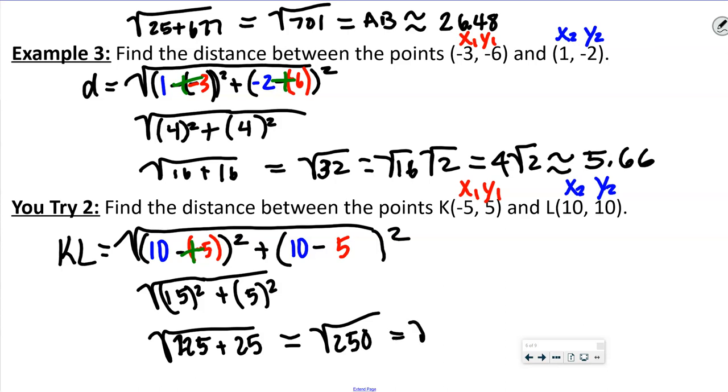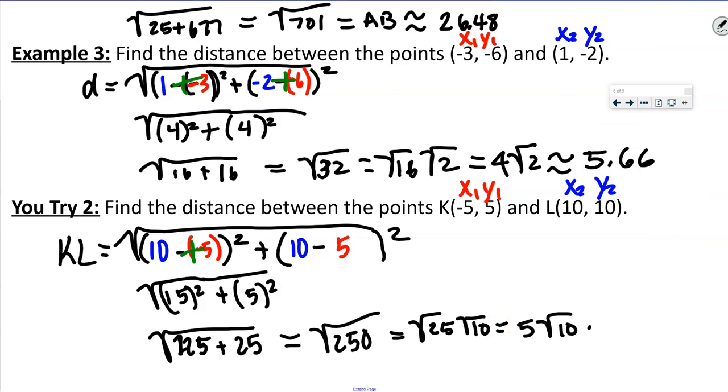So this would be equal to the square root of 25 times square root of 10, which is equal to 5 square root of 10. That would be our exact answer. And then when we approximate that answer by multiplying 5 times the square root of 10, that would be 15.81. So that's the distance formula, okay?